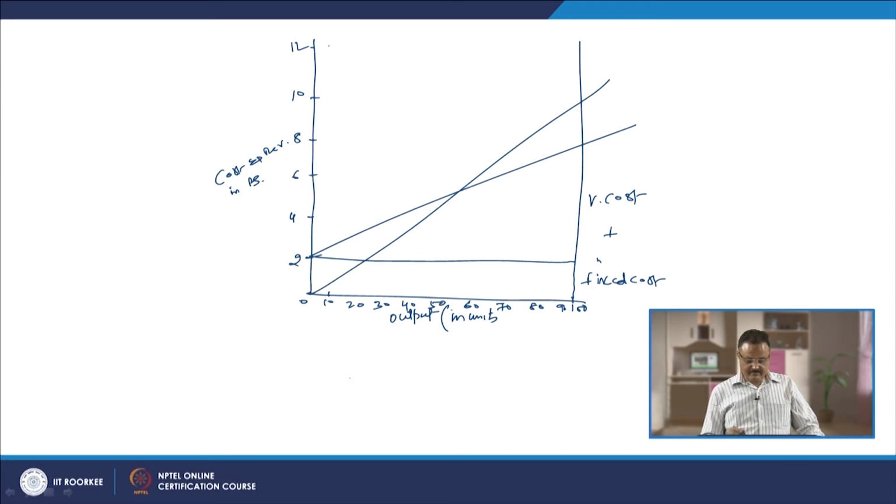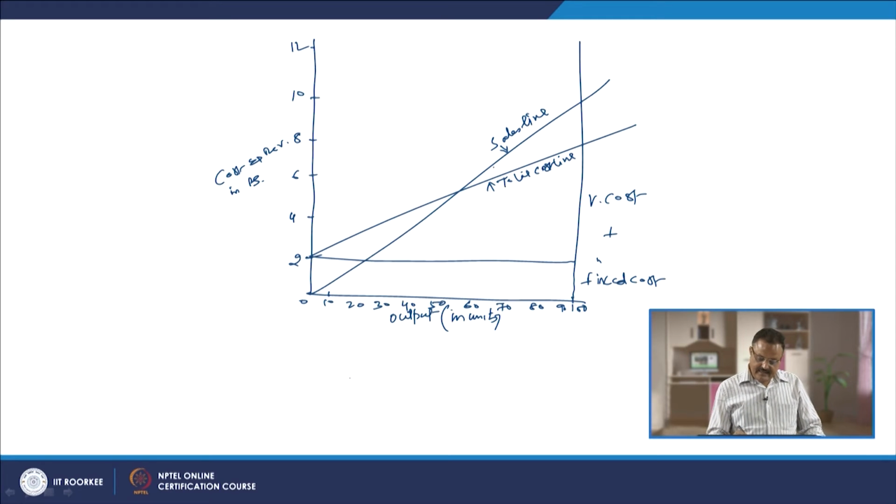So here we have taken the output in units, and here we are taking the cost and the revenue. This line is called the sales line, and this other line is called the total cost line. So this line is the total cost line, and this line is the total sales line.